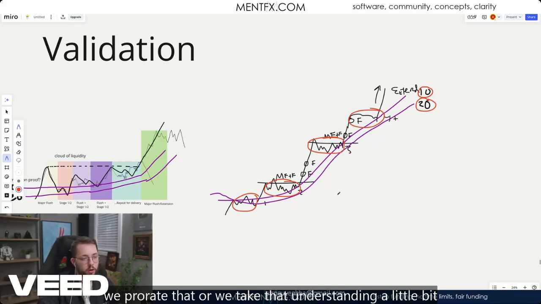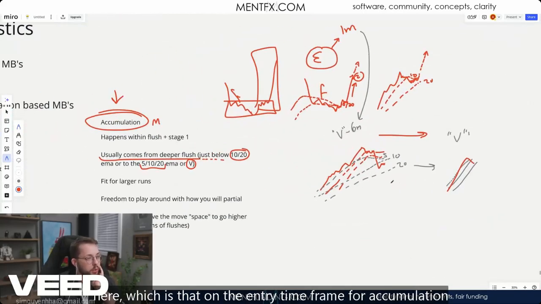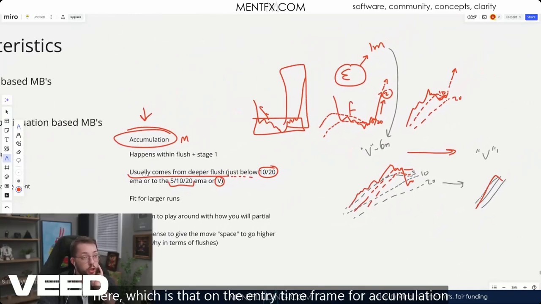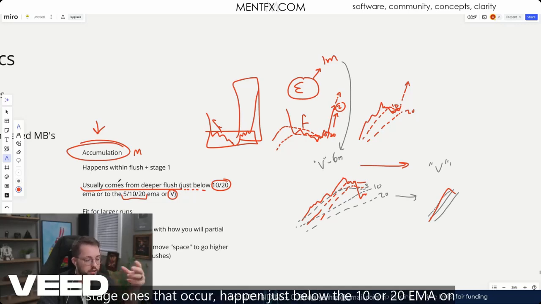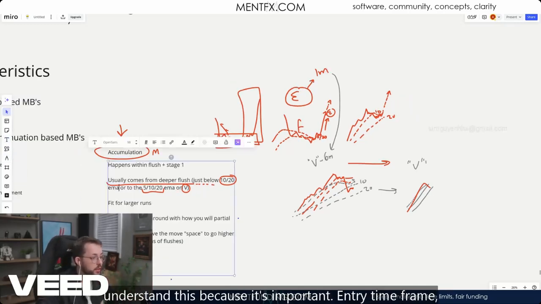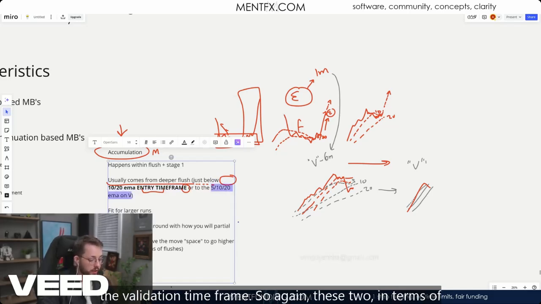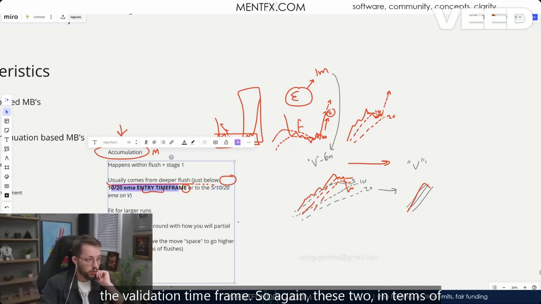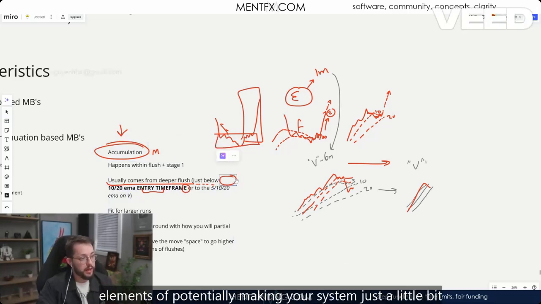And now if we take that understanding a little bit further, what you then end up seeing is what we see here, which is that on the entry time frame for accumulation-based MBs, the good trades or good setups, the stage ones that occur, happen just below the 10 or 20 EMA on the entry time frame. So let's make sure we specify this and understand this because it's important. Entry time frame, and we'll make this bold. Or the 5, 10, 20 EMA on the validation time frame. So again, these two, in terms of where we're looking at these moving averages and where they're occurring, are different, but they are once again elements of potentially making your system just a little bit better.